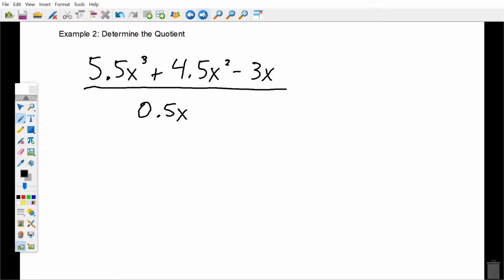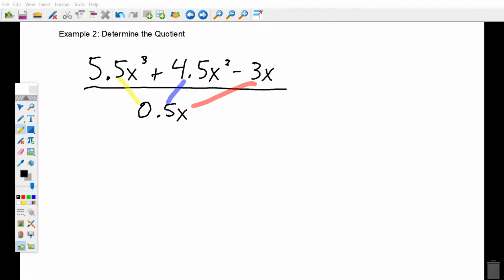Question 2 here deals with decimals, and it's got 3 terms. We have a trinomial on the top, so 5.5x cubed plus 4.5x squared minus 3x divided by 0.5x. Once again here, despite the fact that there's 3 terms, nothing changes. We're still dividing that 0.5x to all 3 terms.